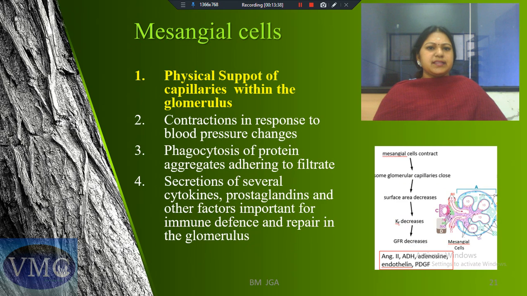A word about the mesangial cells. They are the interstitial cells present in the glomerulus. They give physical support to the capillaries within the glomerulus. Contractions occur in response to blood pressure changes. Phagocytosis of protein aggregates adherent to the filtrate occurs here. They secrete a lot of cytokines, prostaglandins, and other factors important for immune defense and repair of the glomerulus.